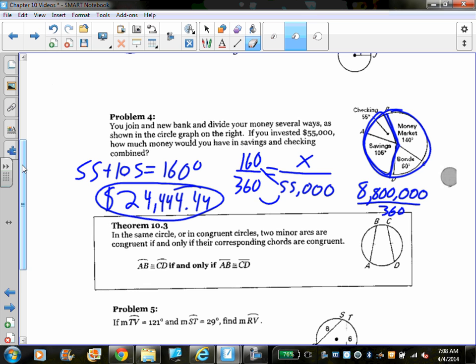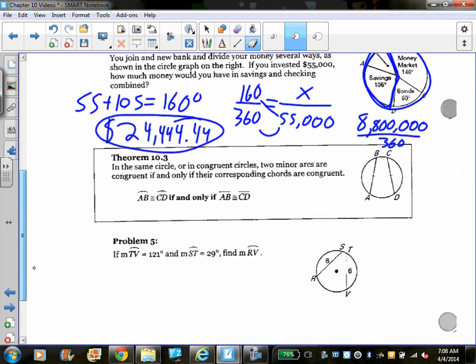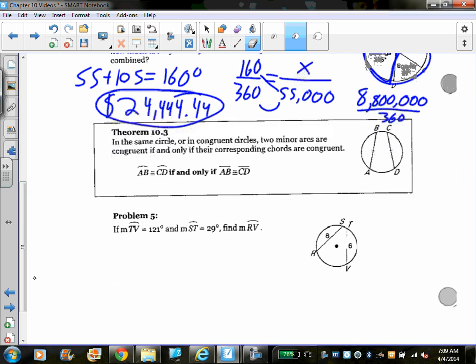One last thing before you're ready for the assignment. One last theorem that we have. In the same circle or in congruent circles, two minor arcs are congruent if and only if their corresponding chords are congruent. What that means is, let's say this chord here is the same as this chord here. Or, if you have two separate circles, it could even be that we have another circle the same size as that one, and we have a chord that we're told is the same as that one. What that will also mean is that the arcs cut off by those chords are also going to be the same size.